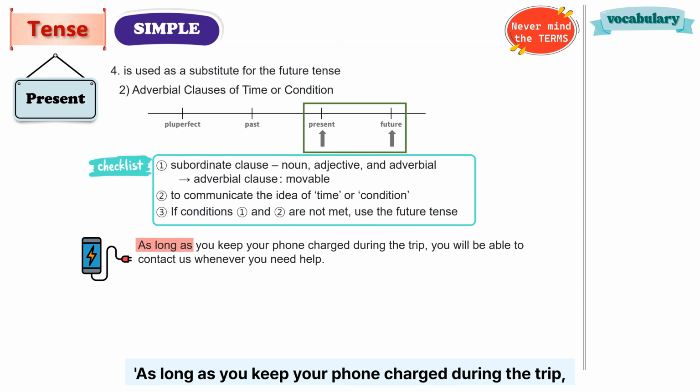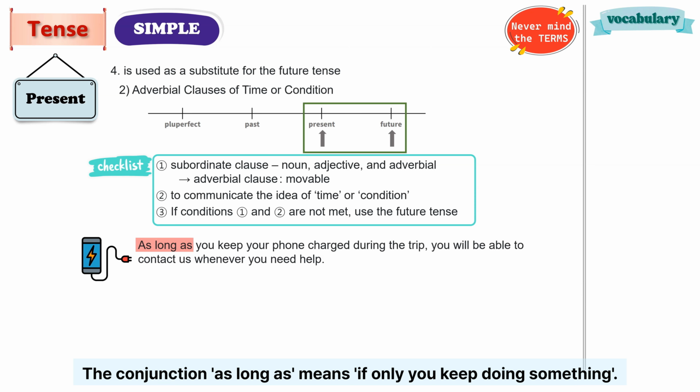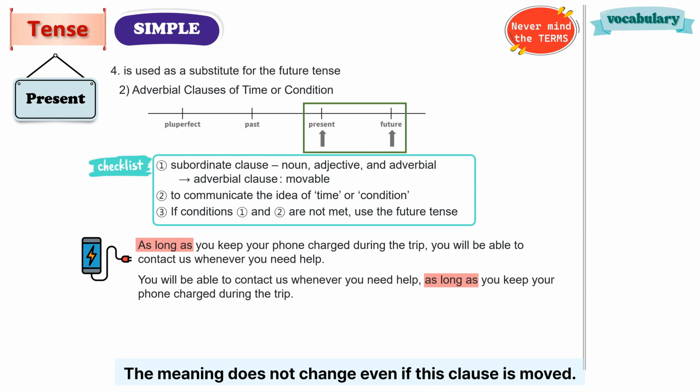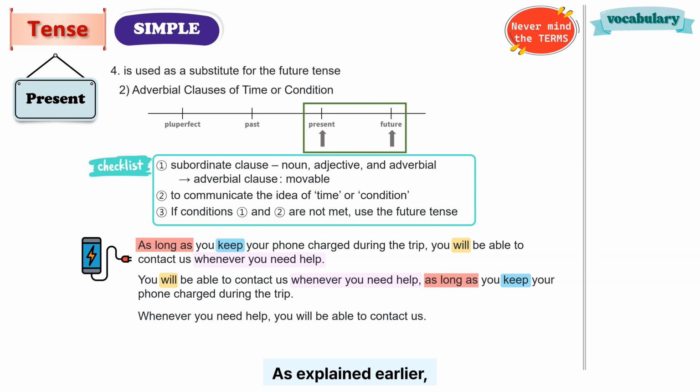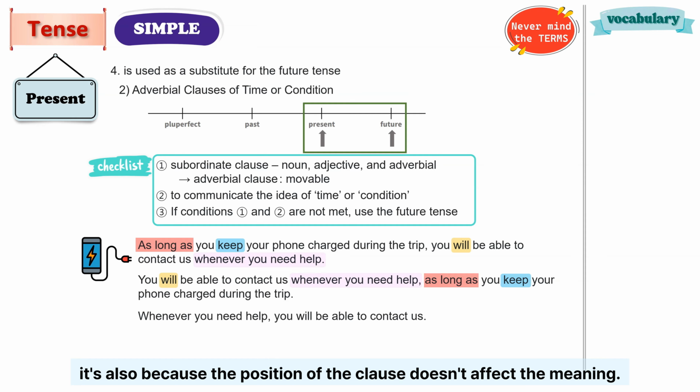As long as you keep your phone charged during the trip, you will be able to contact us anytime you need help. The conjunction as long as means if only you keep doing something. The meaning does not change even if this clause is moved. Therefore, the main clause uses the future tense and the subordinate clause uses the present tense. You can now see why the pink-colored part is in the present tense. As explained earlier, it's also because the position of the clause doesn't affect the meaning.